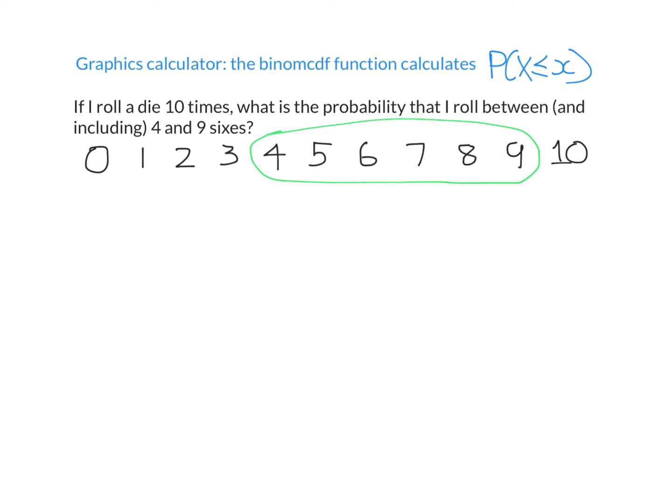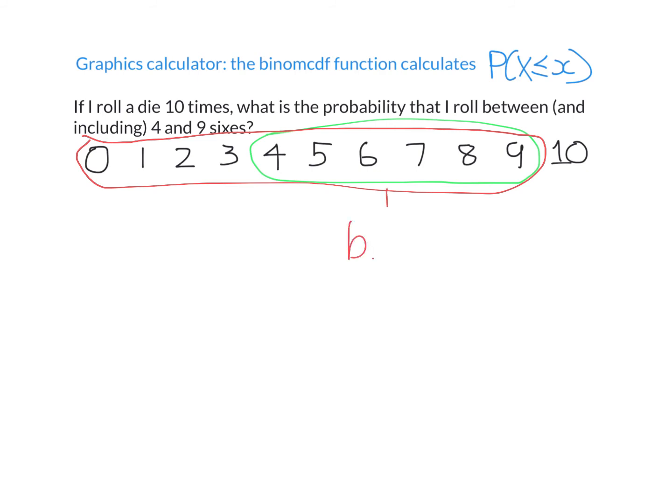So it would take me a long time to calculate the probability I get 4 6s, plus the probability I get 5 6s, plus the probability I get 6 6s. It takes a long time to say, let alone calculate. But I can use my binomial CDF function for this. Now, I can't use this function to calculate this probability directly, but this is what the CDF function can do. I can get it to calculate the probability I get 9 or fewer 6s.